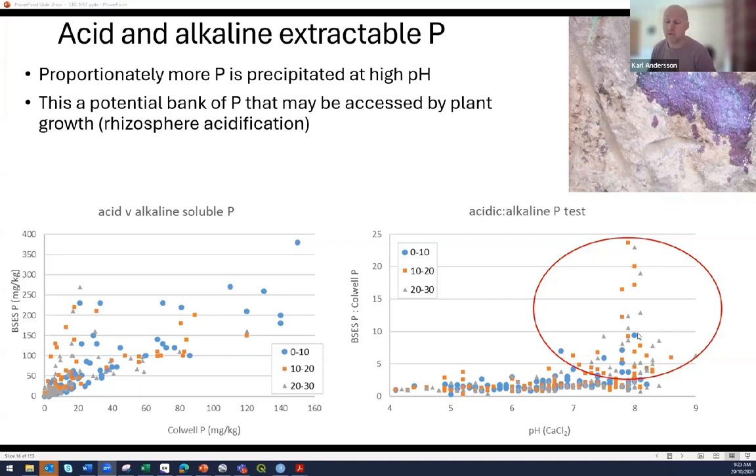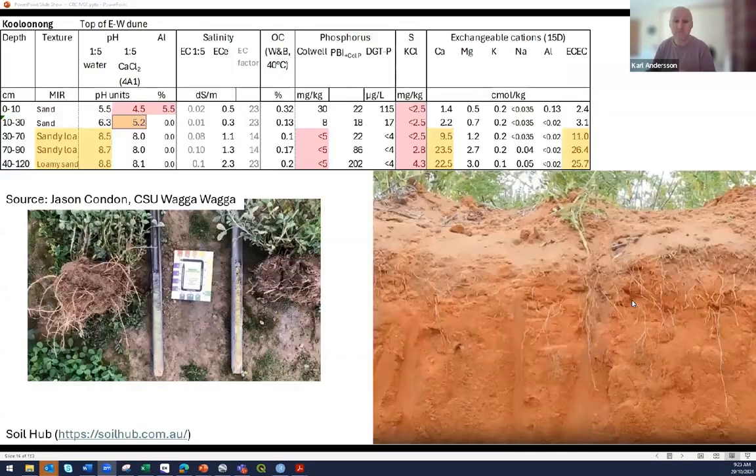P is stable, or locked up, at high pH, but it can be dissolved by plants actively growing and acidifying their rhizosphere.